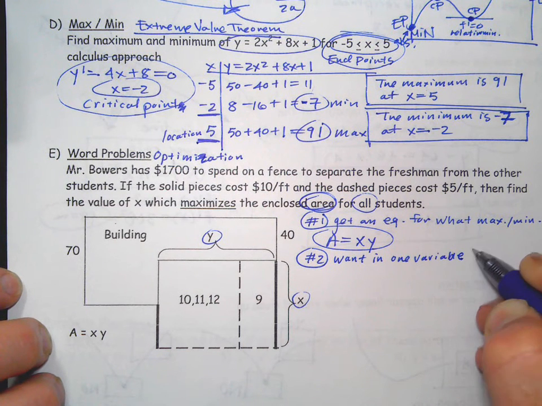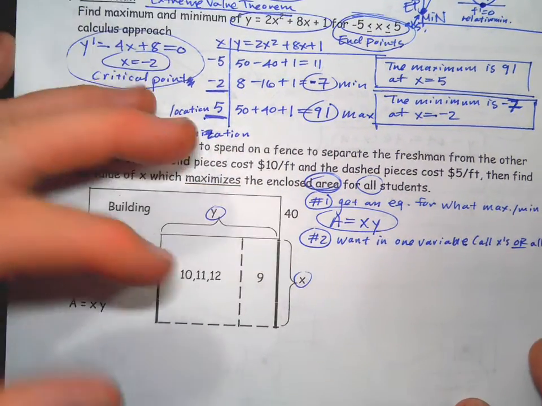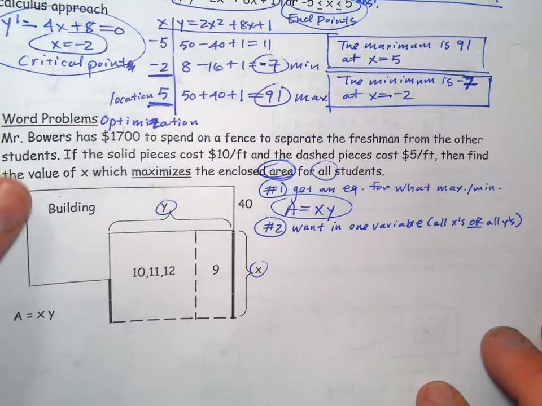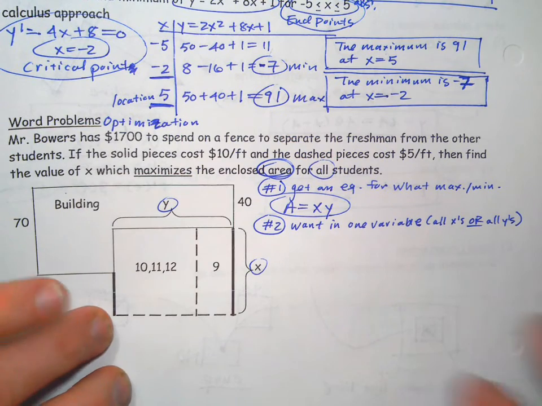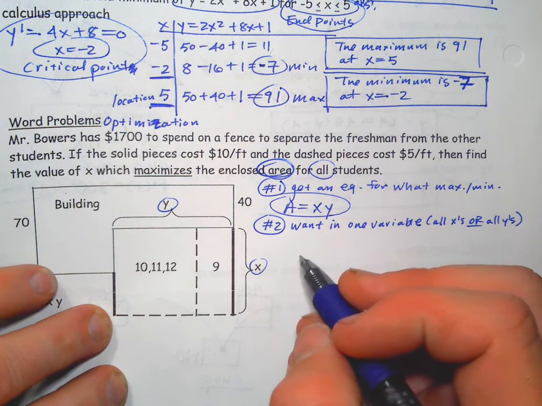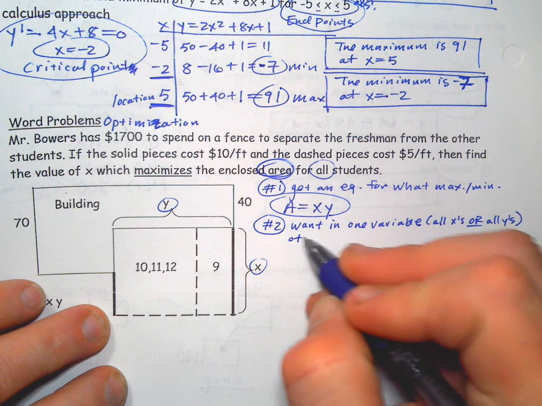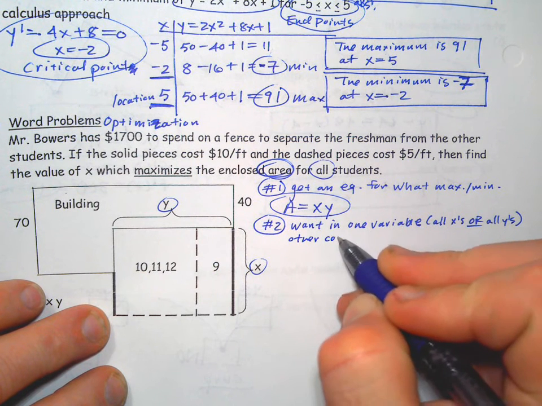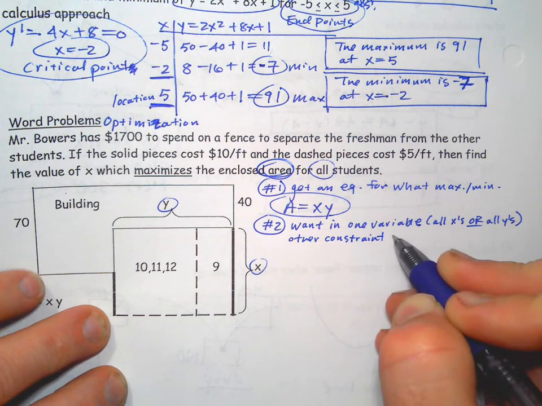Okay. All x's or all y's. Either one. I mean, one might be easier than the other. One might be nicer, less messy, less fractions. Now, usually there's some other constraint that helps you get a relationship between x and y so that you can replace one in terms of the other. So what's the other constraint?